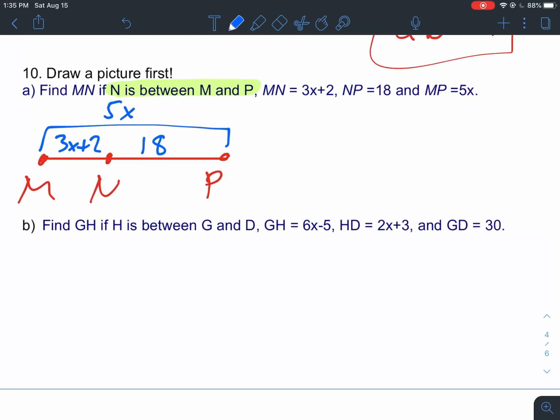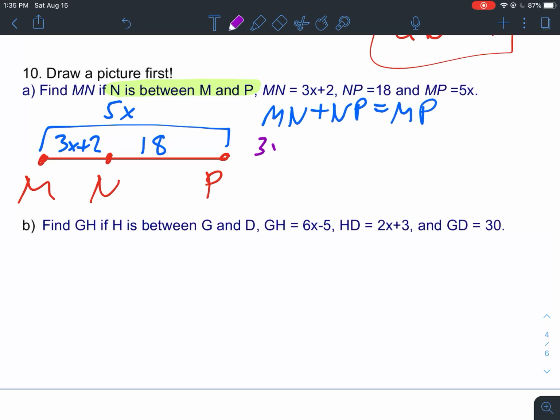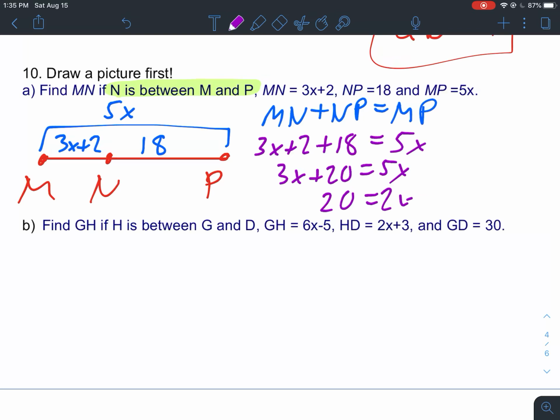Okay? So now looking at the picture, I know that small segment MN plus small segment NP must add up to big segment MP. I also know that MN is 3x plus 2, and NP is 18, and MP is 5x. Now this becomes a very simple algebra problem that you solved probably 100 times last year in Algebra 2. Combine like terms. Subtract 3x to the other side. Divide by 2, and we get x equals 10.